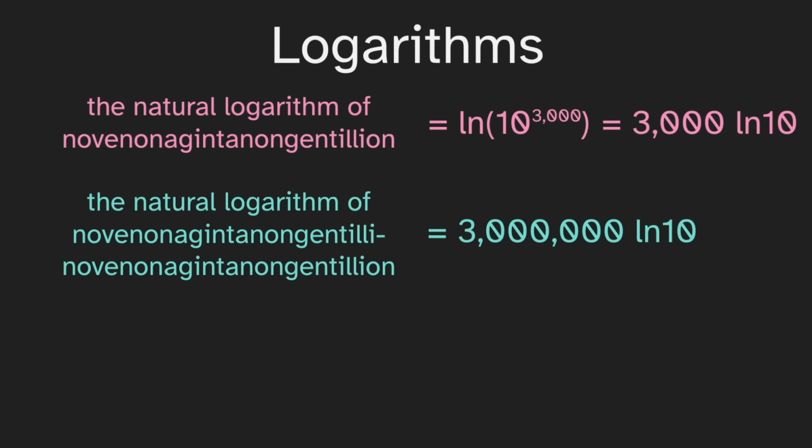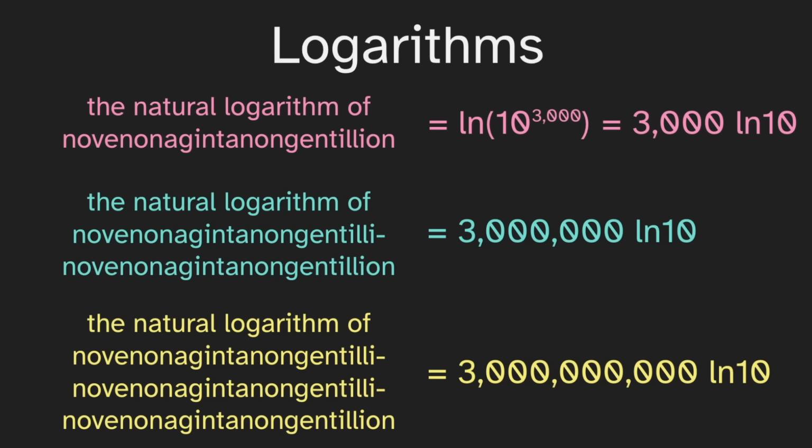And the natural logarithm of novenonagintanongentillion is 3 million ln 10. And each time we add another set of those letters, we just multiply by 1,000. So here we've found a solution, and we can add that chunk of letters as many times as we want. So this essentially works for an infinite amount of numbers.